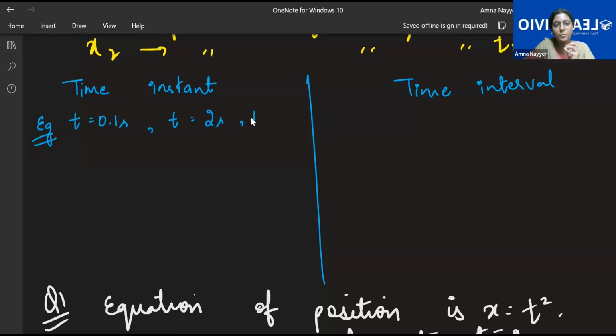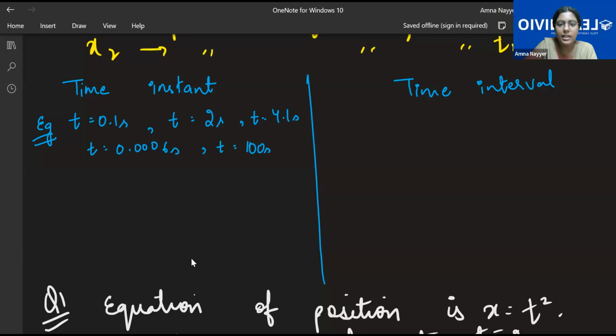I say calculate the speed exactly at 4.1 seconds, or even a very small number, 0.006 seconds. Tell me the speed at this particular time. Or tell me the speed at a bigger instant, let's say at 100 seconds. Tell me the speed. These are all instants.